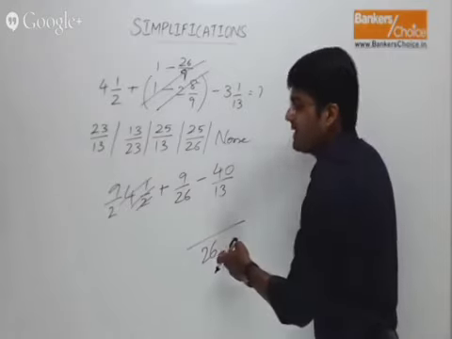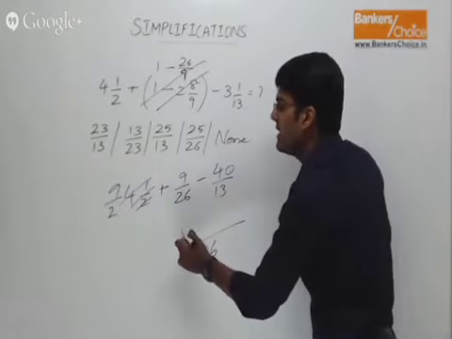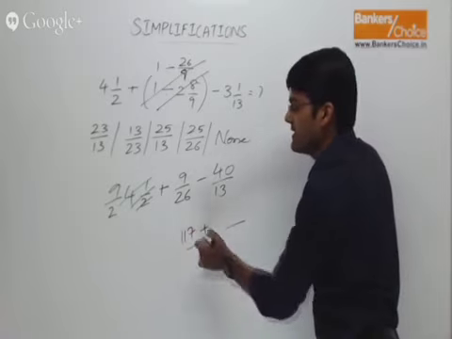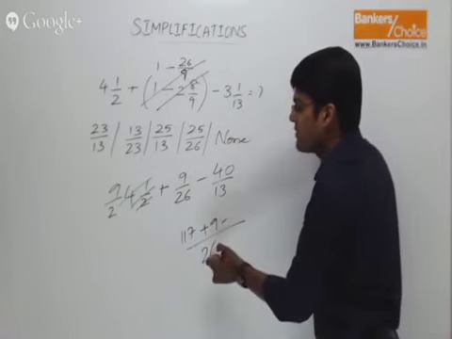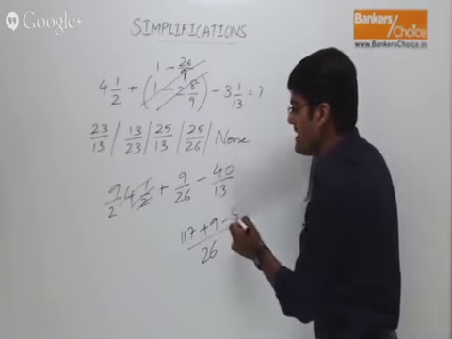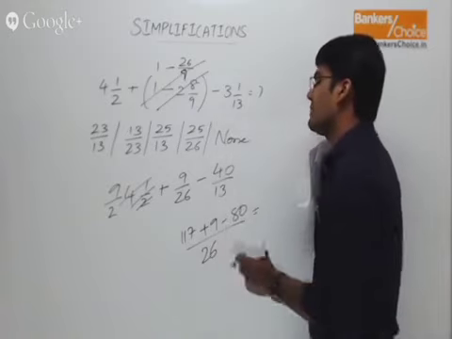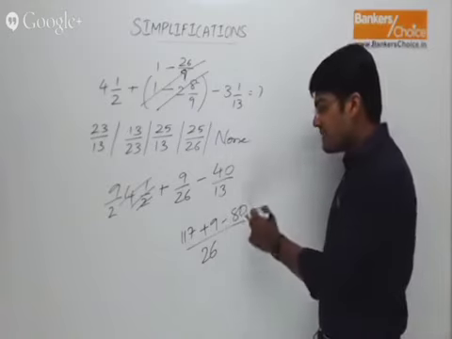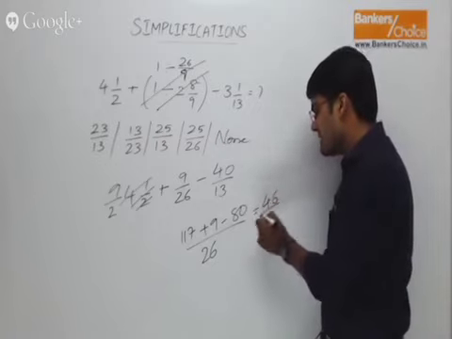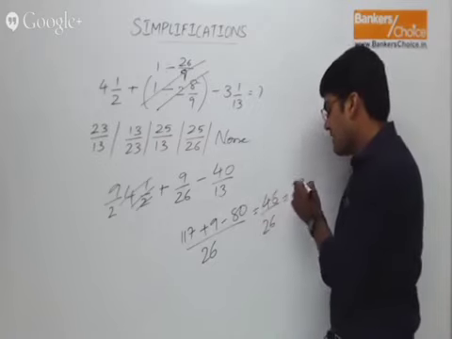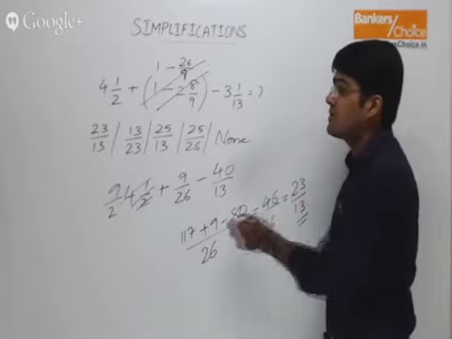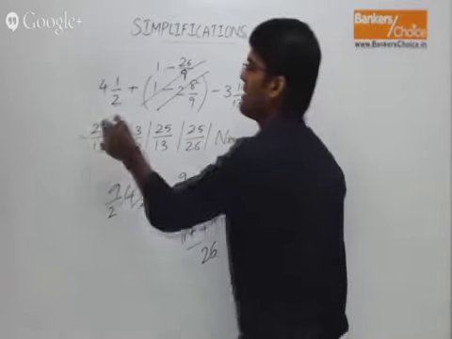2 goes how many times? 13 times. 13 into 9. What is 13 into 9? 117. And 26 goes 1 time. So directly we have 9. 13 goes how many times? 2 times. 2 into 40 is 80. So 117 plus 9 is 126. 126 minus 80, it is 46 by 26, which comes out to be 23 by 13. So the answer for this question here should be 23 by 13, option number 1.